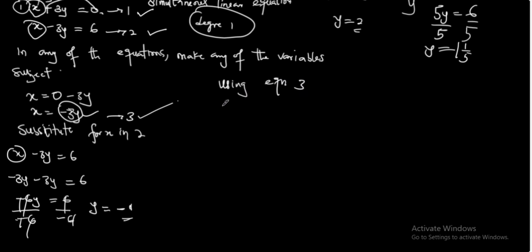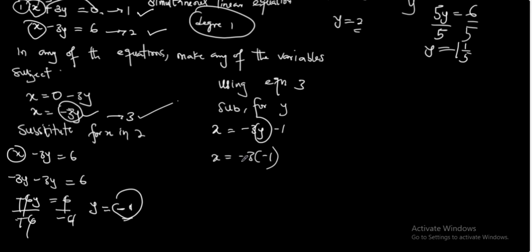I substitute for y. We know y is equal to minus 1. Equation 3 says x is equal to minus 3y. So instead of y now, I have minus 1. So x is equal to minus 3 times minus 1. Minus multiplying minus will give us plus. So we have x is equal to 3 times 1, which is equal to 3. So we know that our x is equal to 3, while our y is equal to minus 1.